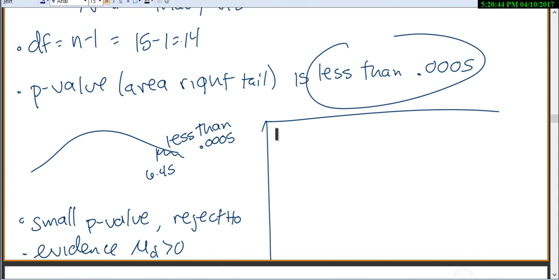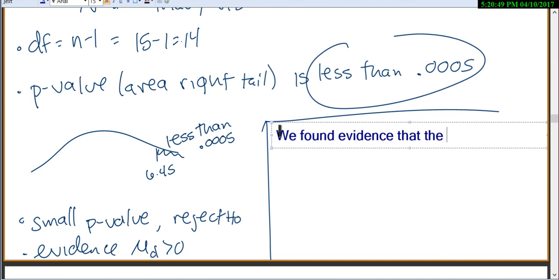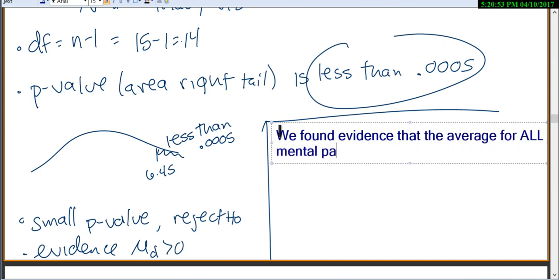Okay, and so we write something like, we found evidence that the average for all the mental patients is higher on days with a full moon.